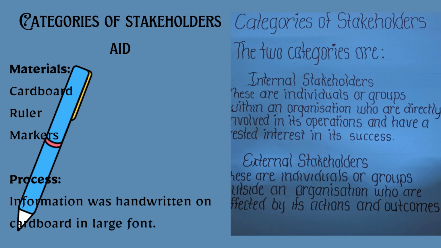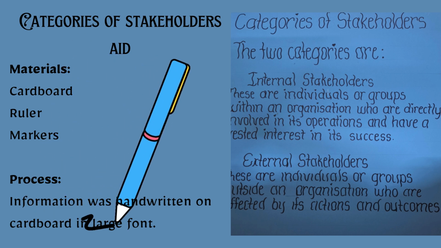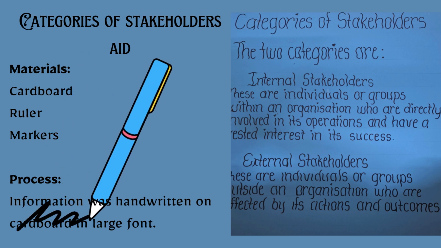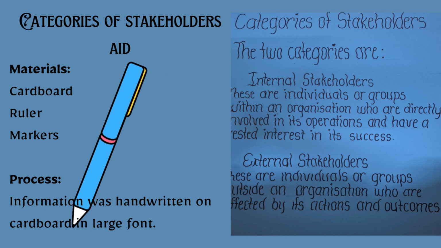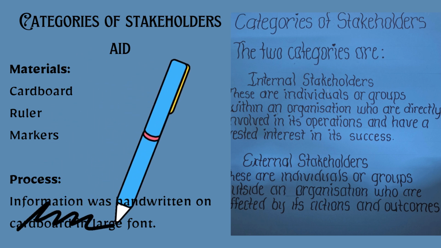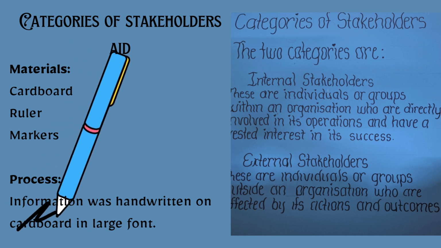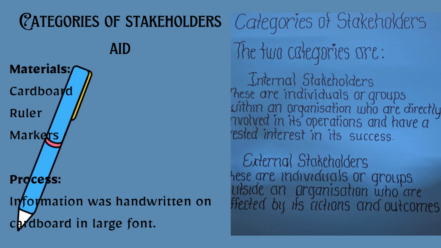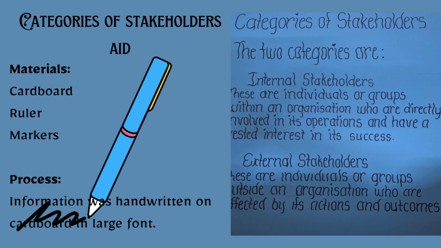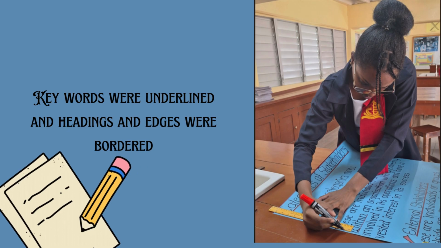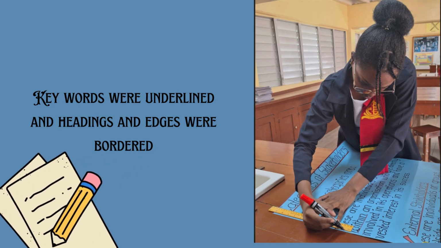For my next teaching material, I created a plain aid that depicts the categories of stakeholders. Now, for this too, the materials were readily available. It was just a cardboard, ruler, and markers. I wrote the information large enough for the students to see, and then I added some designs.